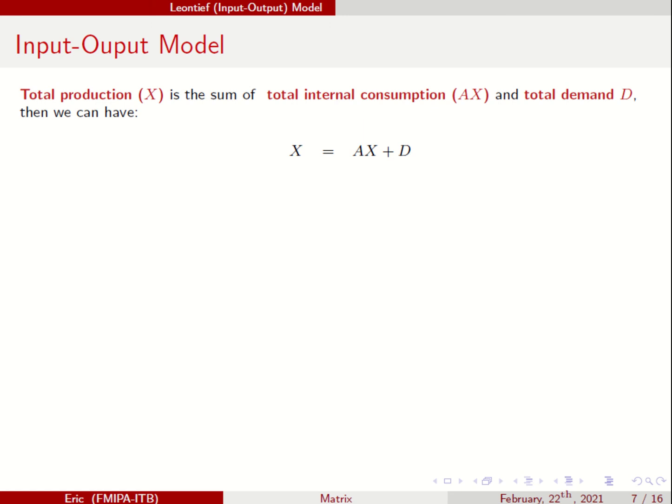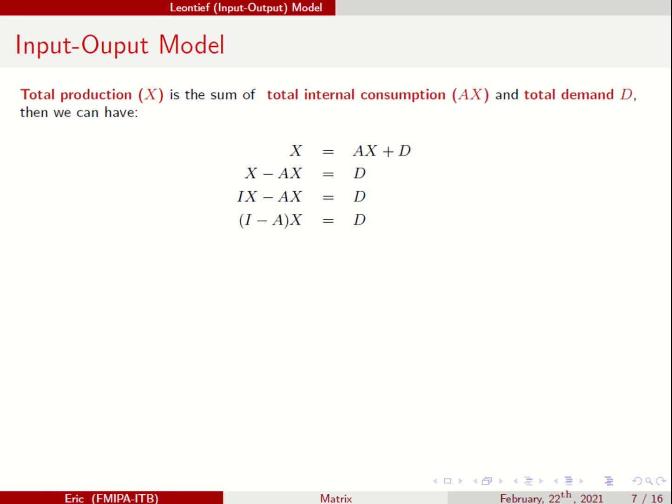So if you want to find the total production, I have to find the solution of this system of linear equations. And I have this one. I bring AX to the left hand side. Okay. And don't forget X is I times X, 2 is 1 times 2, 3 is 1 times 3. So X is I times X. So I can use the distributive law. So I have this one.